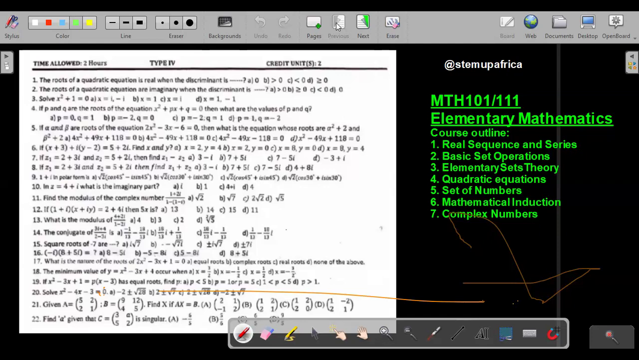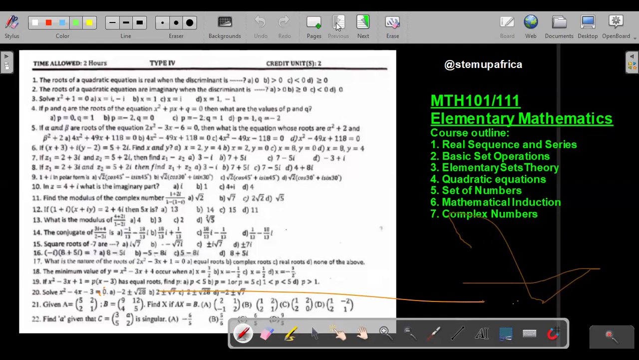So number 4 is also the root of a quadratic equation. Let's see. It says if P and Q are the roots of the equation, what are the values of P and Q? Now, when it comes to the roots of the equation, the roots are called alpha and beta. That's what we call the roots of an equation.